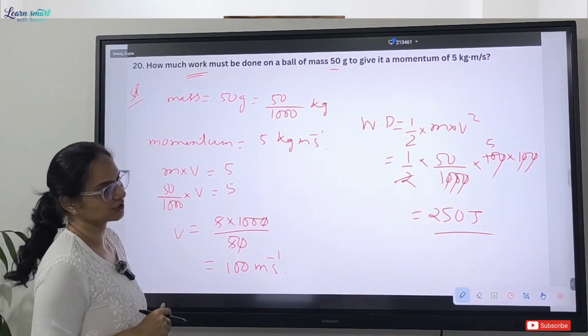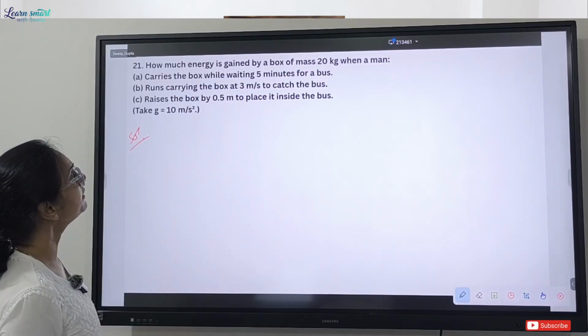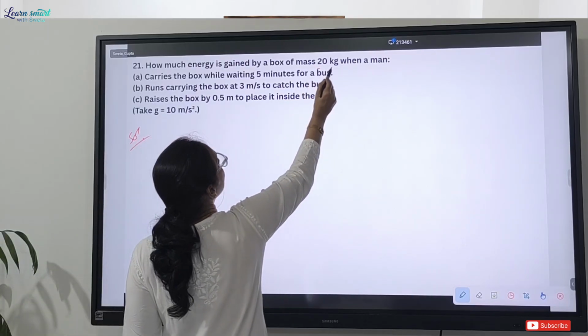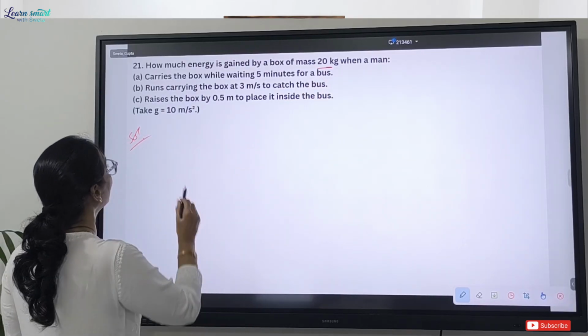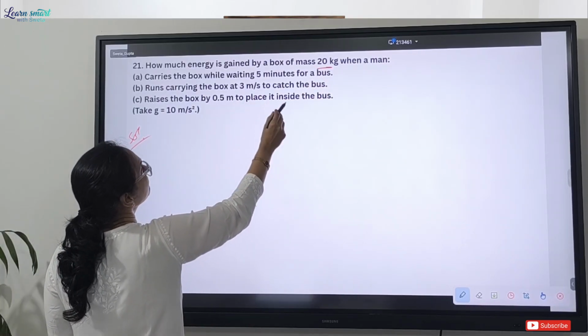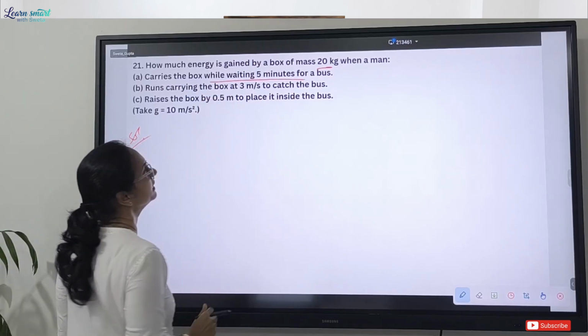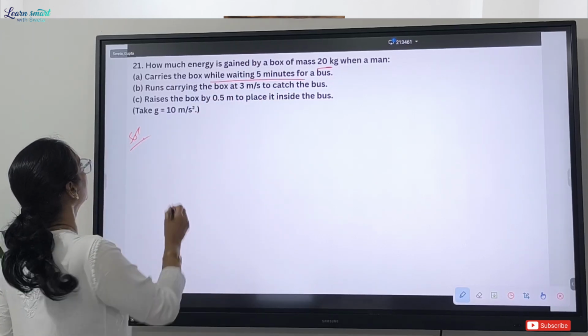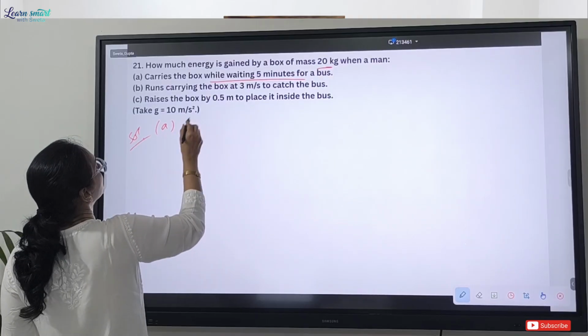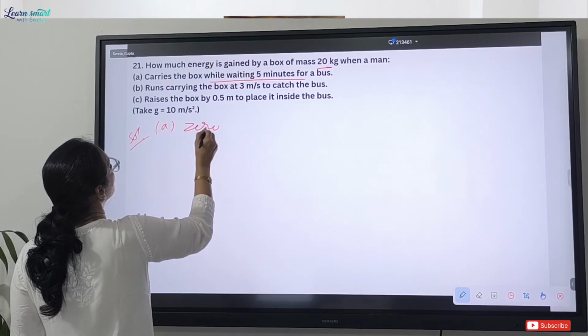Right? Next question. How much energy is gained by a box of mass 20 kg when a man carries the box while waiting 5 minutes for a bus? Man is only waiting 5 minutes, so no work is done. So first will be work done will be 0.